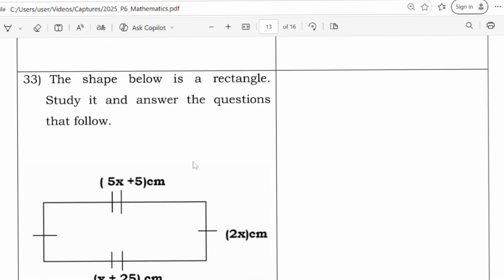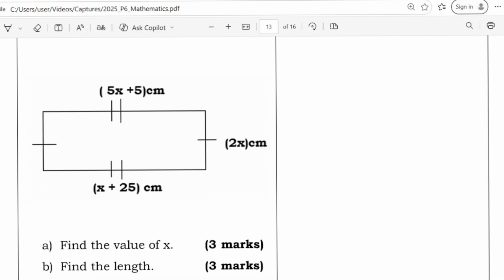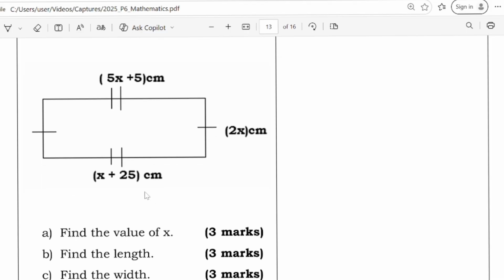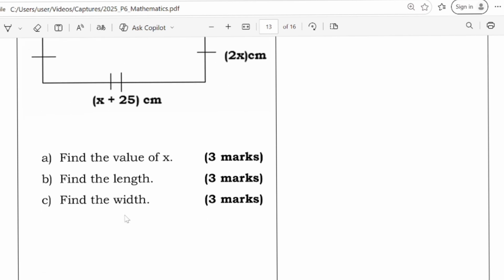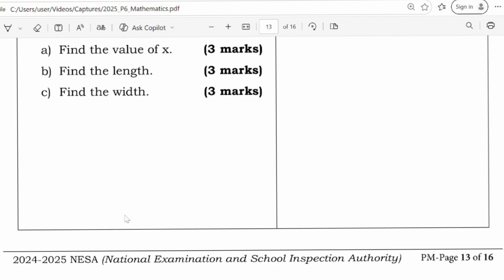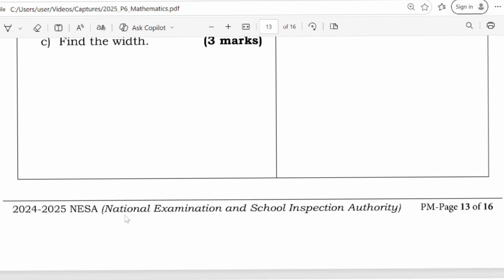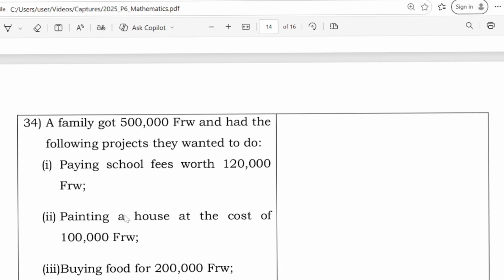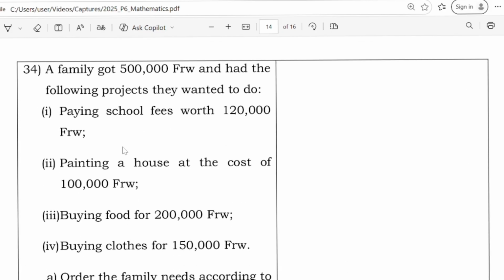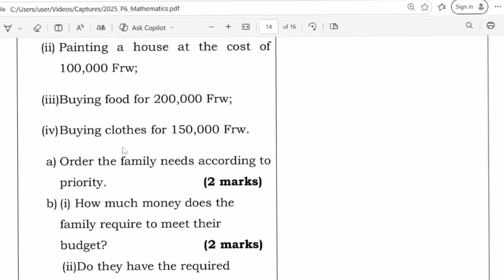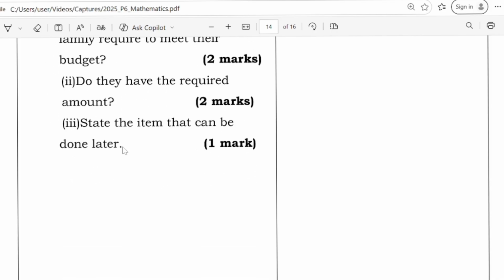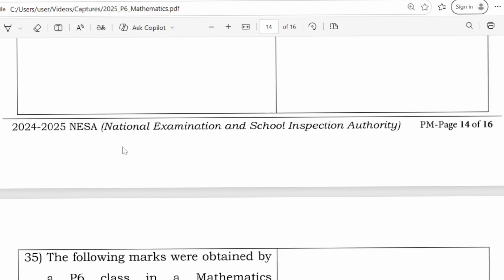So this is the rectangle, to study it and find the value of x. These opposite sides of the rectangle are equal. So you should equate them and then find the value of x. When you get the value of x, it is simple and easy to get the length and width. Number 34. So this is number 34. Yeah, it's simple. You should read also.